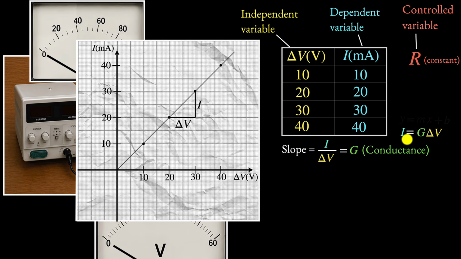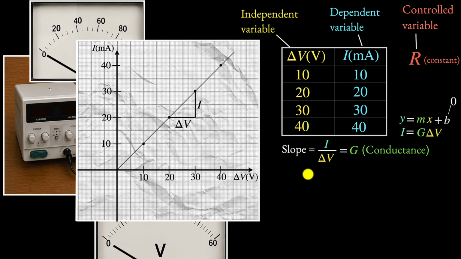And notice this has the same form as y equals mx plus b, which is the form of a straight line. Makes sense because our graph is also a straight line. Over here, the I is like the y-axis. You have delta V, which is the x-axis, and the slope is G. That's what we found. And what about b? Well, that is 0 in our case because b represents the y-intercept, the point where the graph cuts the y-axis. And in our case, it passes through the origin. So it cuts the y-axis at 0, and so b is 0. So all of that is a great sense check.